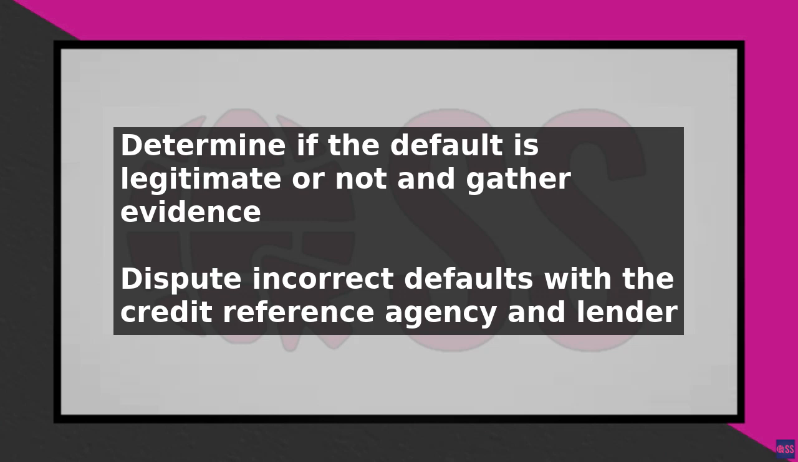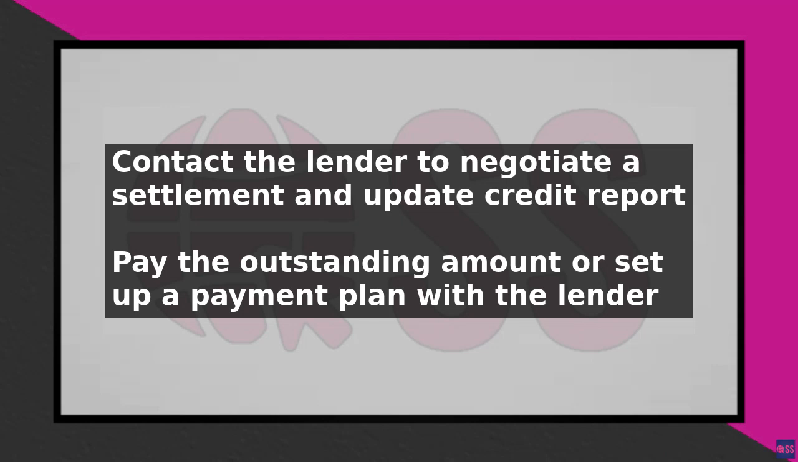You can also use a process called a notice of correction to add a statement to your credit report, explaining the circumstances surrounding the default. This can help to provide context and mitigate the impact of the default on your credit score.